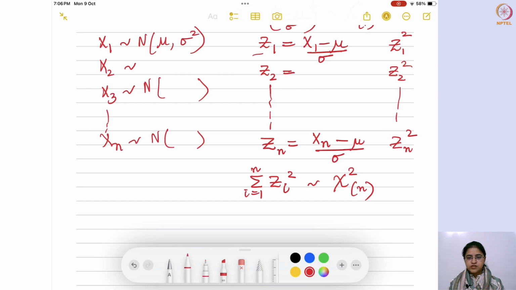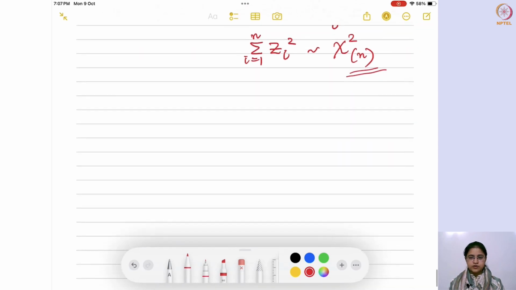Okay, because here we are dealing with n random variables, so that is why this n degrees of freedom appears over here. Fine. So this is about your chi-square.